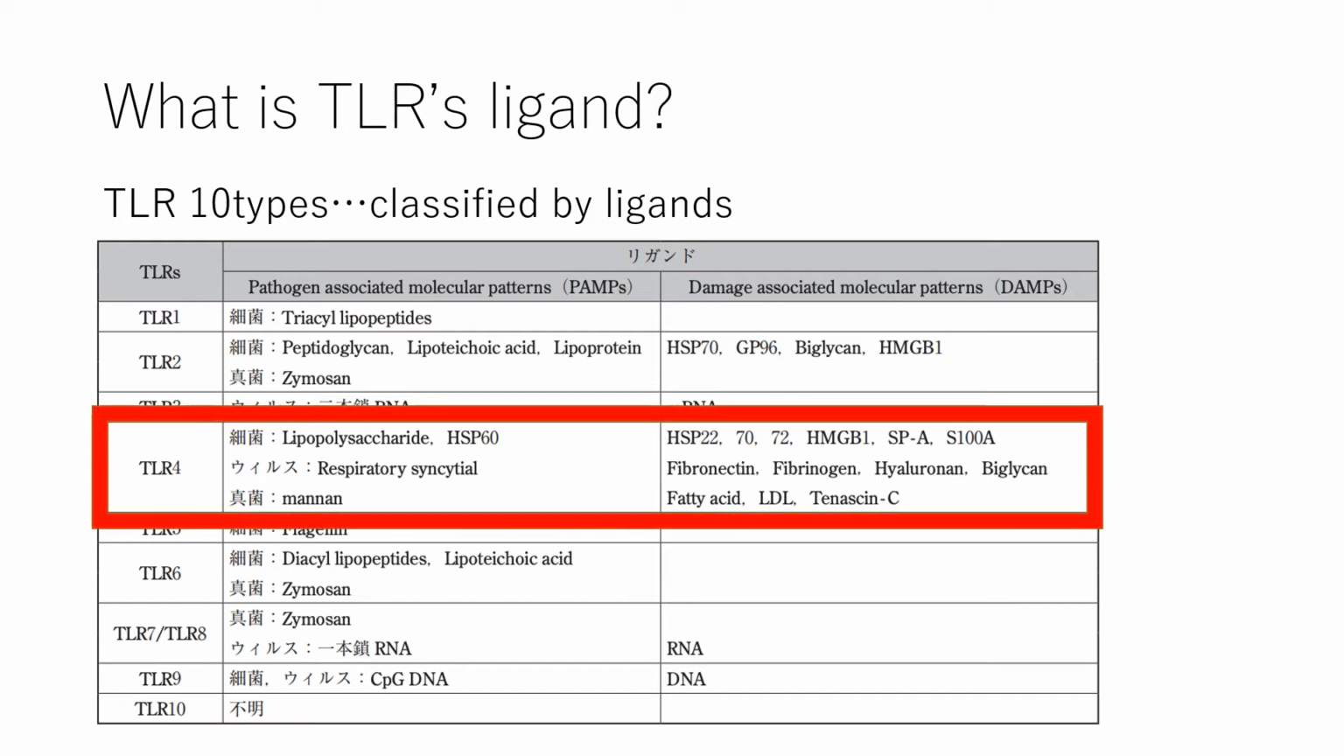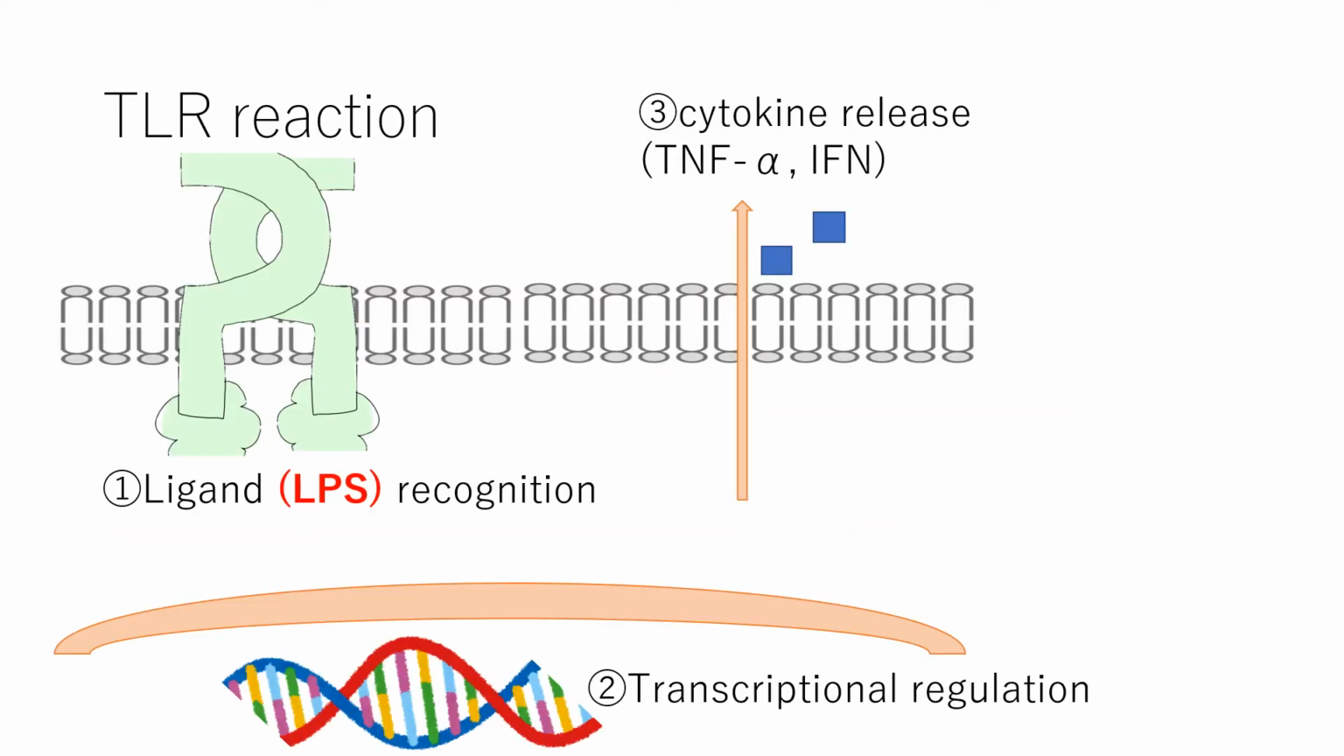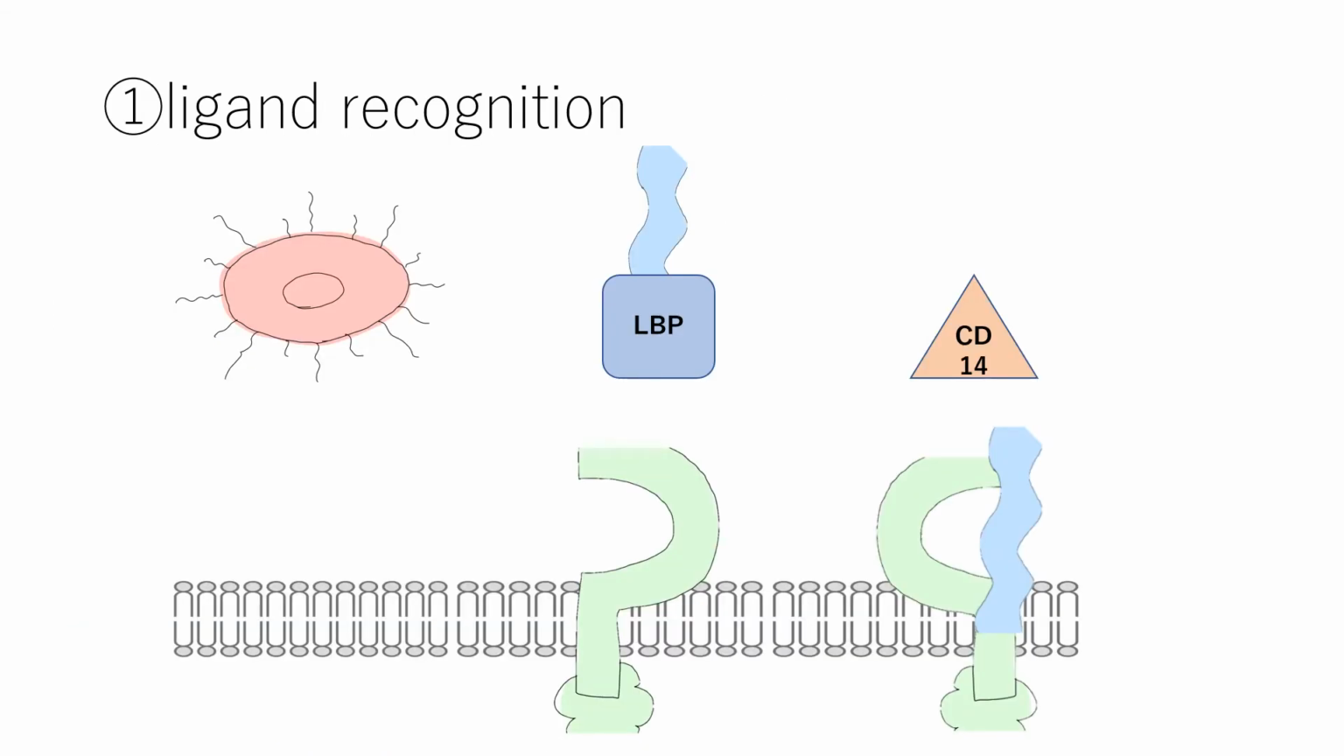When the TLR receptor recognizes a ligand, signal transduction is transmitted into the cell, transcription in the nucleus is regulated, and the substance that acts is produced. Let's take a closer look at each step. First, the recognition of ligands. This section describes the case of LPS, or lipopolysaccharide.